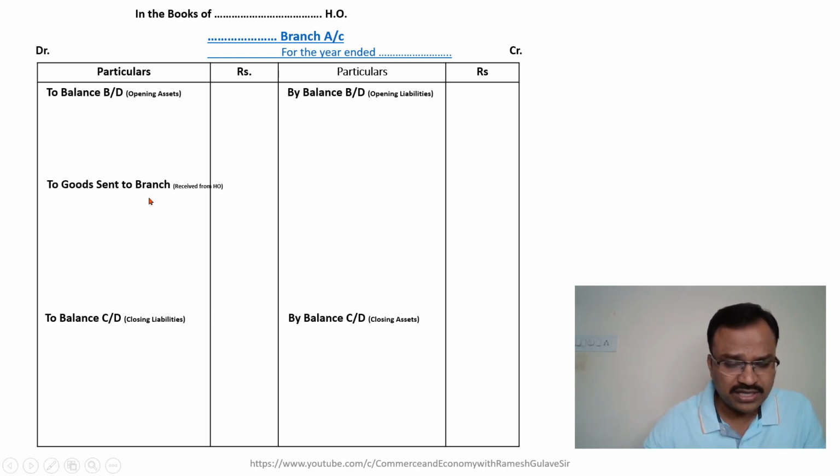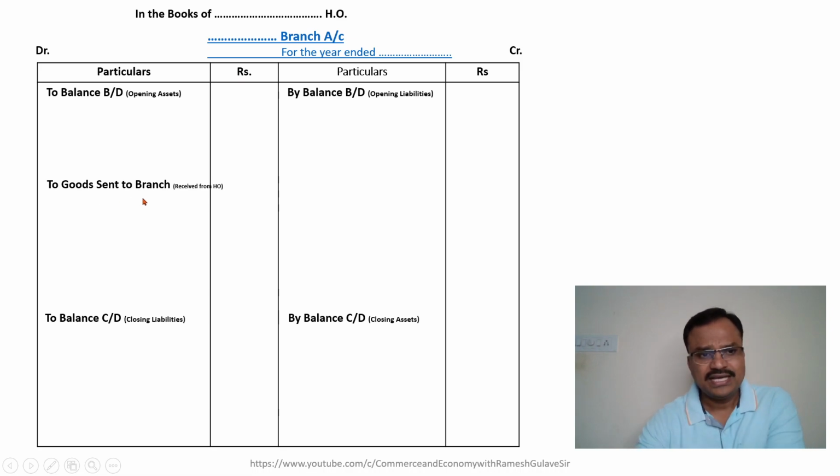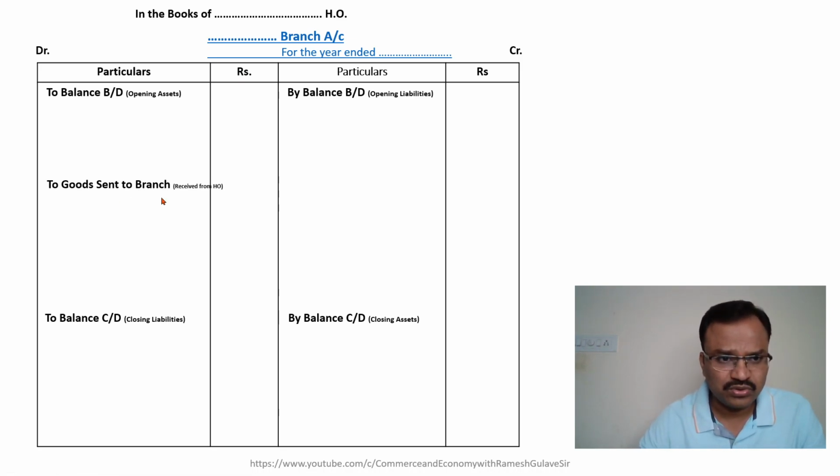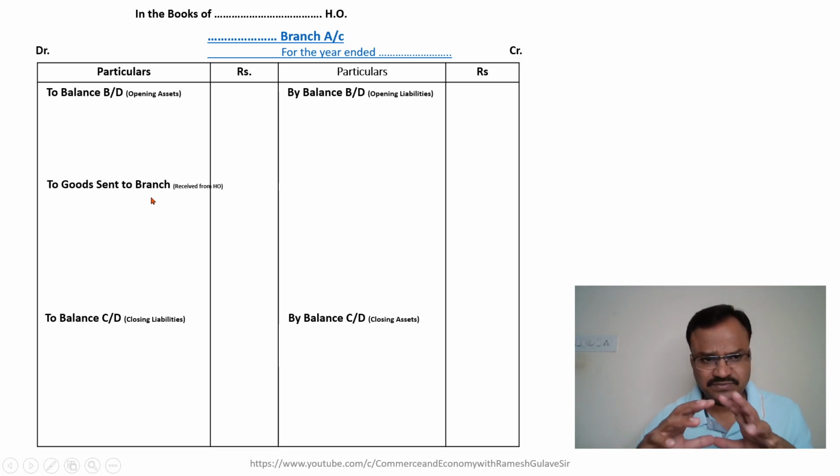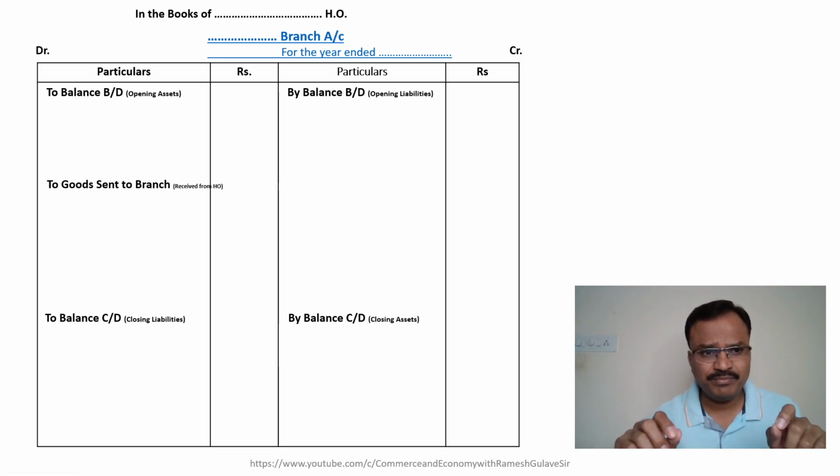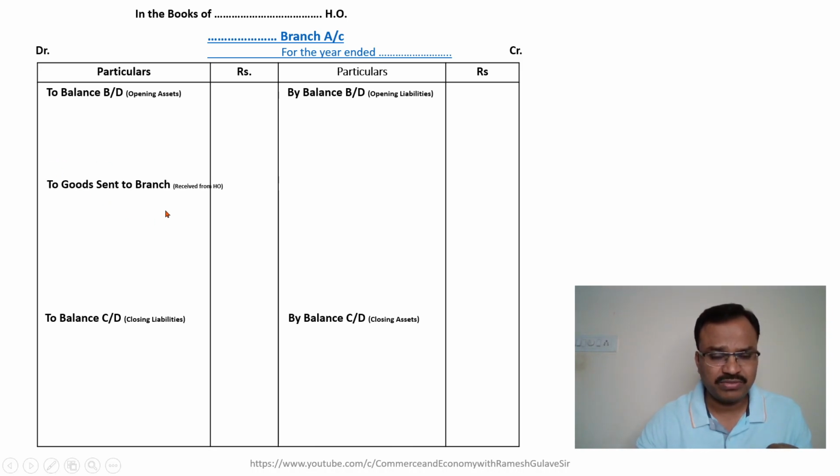So, to goods sent to branch. Here goods sent by head office to branch, or goods received from head office, are recorded on the debit side of branch account as to goods sent to branch. See friends, here wording is like this, to goods sent to branch, because head office prepares this account in the books, that is goods sent to branch account, right? But here we can logically understand that to goods sent to branch means when goods are sent by head office to branch, these goods are recorded on the debit side of branch account.